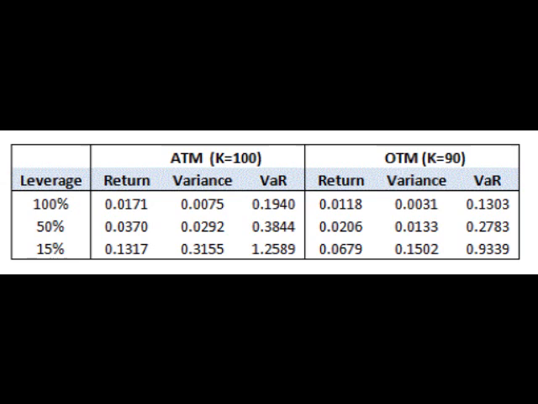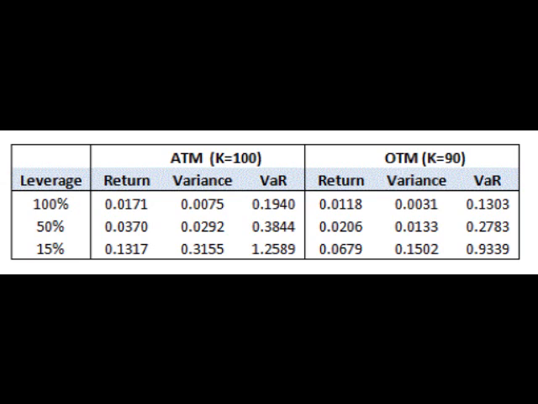A table on our website summarizes the risk characteristics of short put options. We observe that for the same level of leverage, short out-of-the-money put positions are actually less risky than the at-the-money ones. For example, for M equals 100%, i.e. a cash-secured short put position, the variance and VaR of the out-of-the-money position are 0.0031 and 0.1303 respectively. They are smaller than the at-the-money counterparts, which are 0.0075 and 0.1940, respectively.